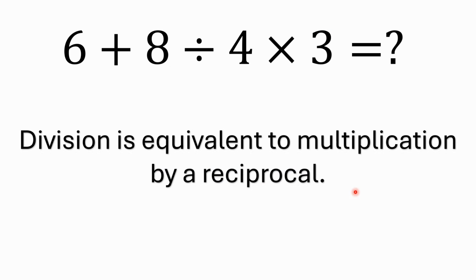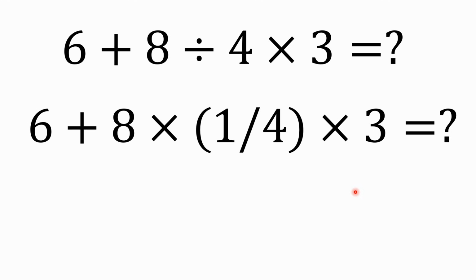All right. So here we have 6 plus 8 divided by 4 times 3. And I've said this several times already, but division is equivalent to multiplication by a reciprocal. Well, let's take a look at that and see how we get the same answer of 12. 8 divided by 4 is the same thing as 8 multiplied by 1/4. We worked that out. 8 times a fourth is the same thing as 2, right? It's the same as 8 divided by 4. So 8 divided by 4 is 2. 2 times 3 is 6. 6 plus 6 is 12. You get the same answer.